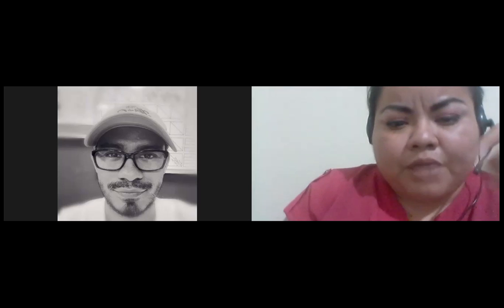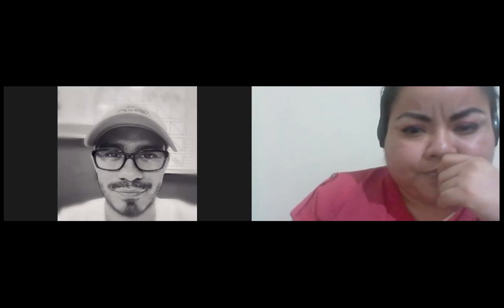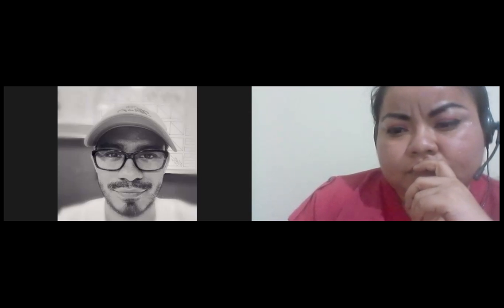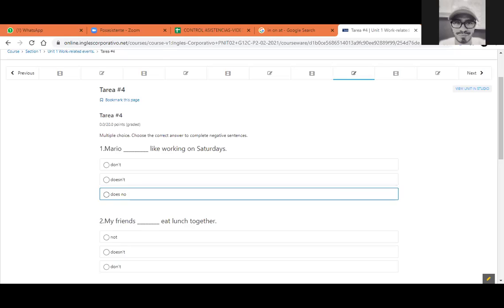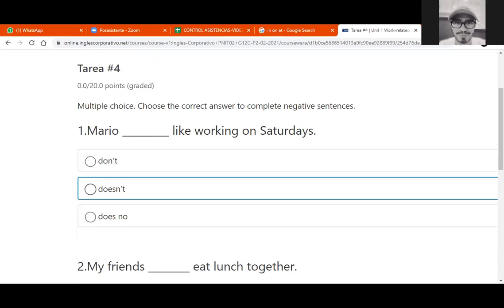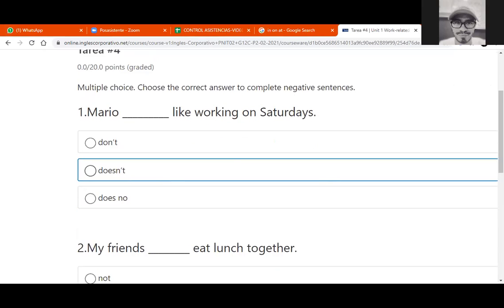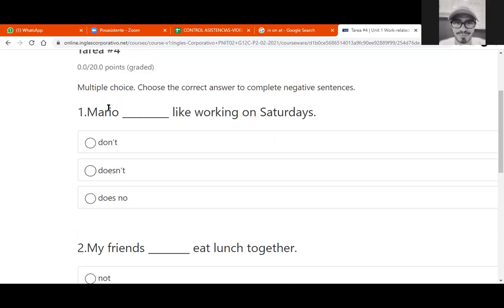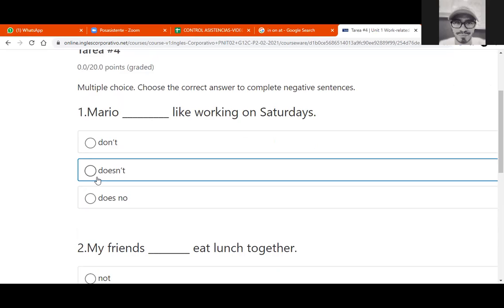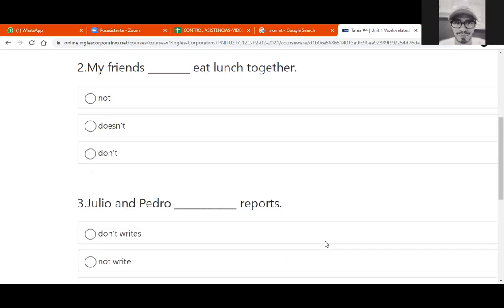I am going to share my computer, okay? Veamos. This one? Mario, live working on Saturday. Correcto, ese es. The first one will be Mario doesn't like working on Saturdays. He doesn't like, porque está hablando de he. De he, exactly. Correcto.